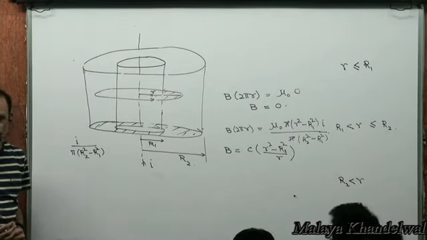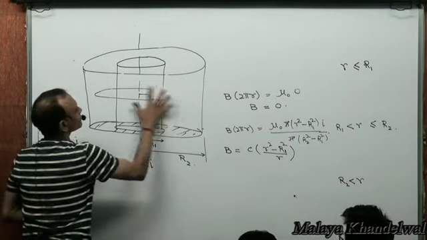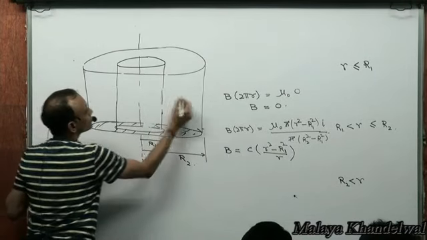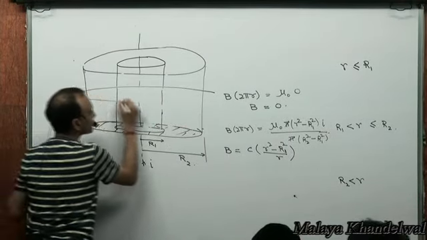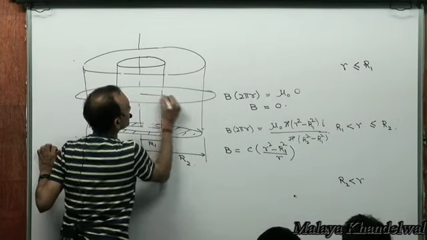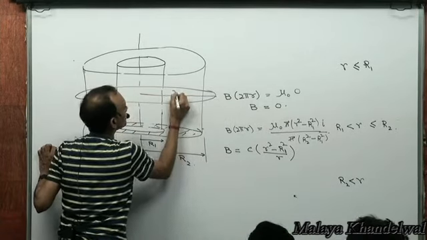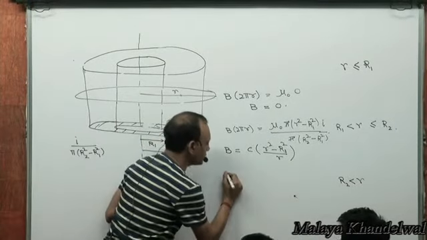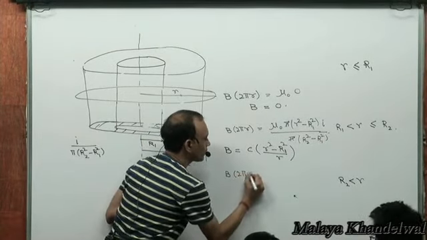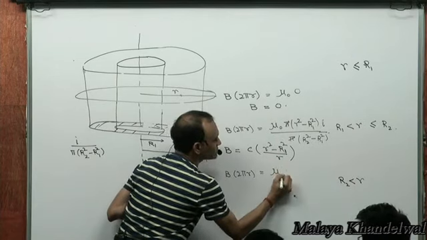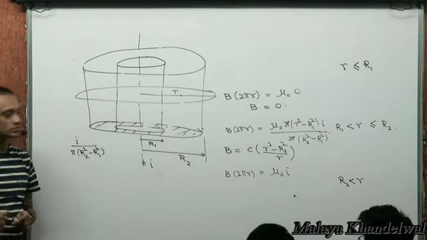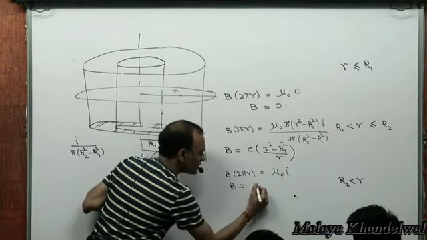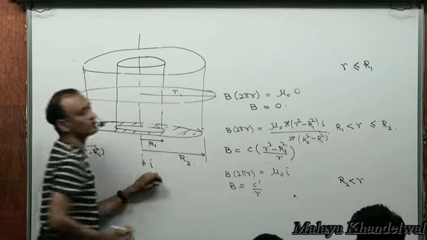And then for r greater than r2, that means this time I take an Amperian loop of this kind. B dot dl would be B into 2 pi r. That's going to be mu naught times I, since now the entire current I is enclosed. So this time B is going to be some constant C prime by r. It falls as 1 by r.